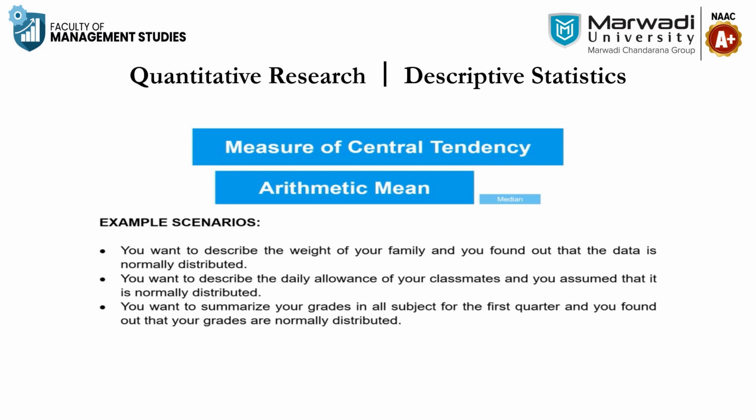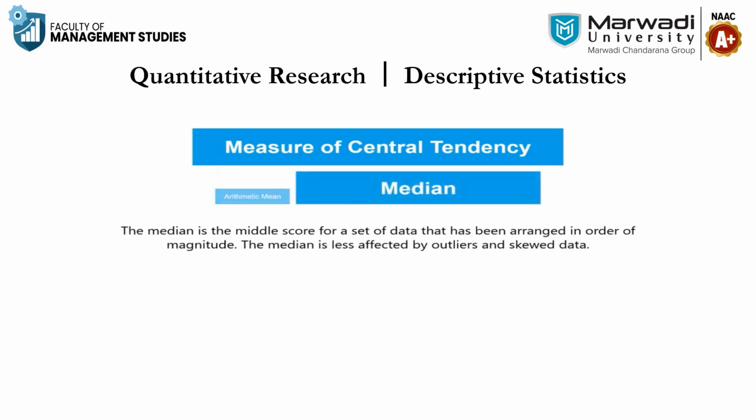The next central tendency that we will discuss is the median. This is the middle score for a set of data that has been arranged in order of magnitude. The median is less affected by outliers and skewed data. The only assumption that you need to satisfy before you can use median is that the variable should be at least ordinal. In fact, if your data is either not normally distributed or contains significant outliers, you must use median instead of mean.